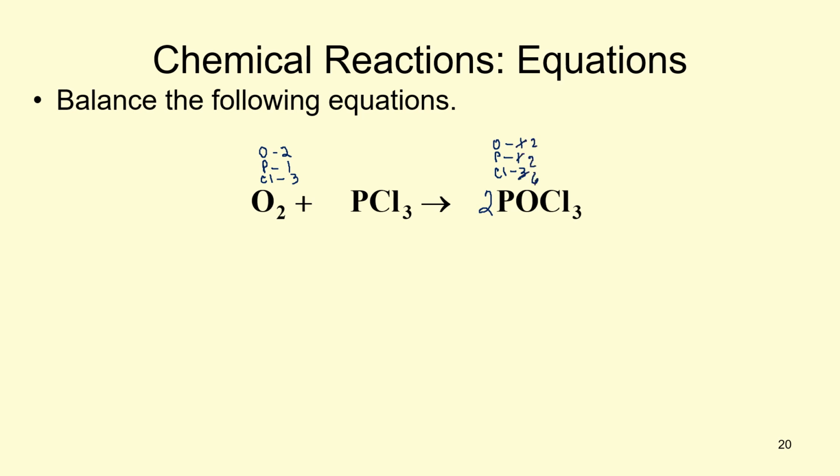Now my oxygens are balanced, but my P's are not, so I need 2 P's on the left, so I'll put a 2 there, and then I'll need 6 Cl's. So that 2 will take care of that. So that's balanced.